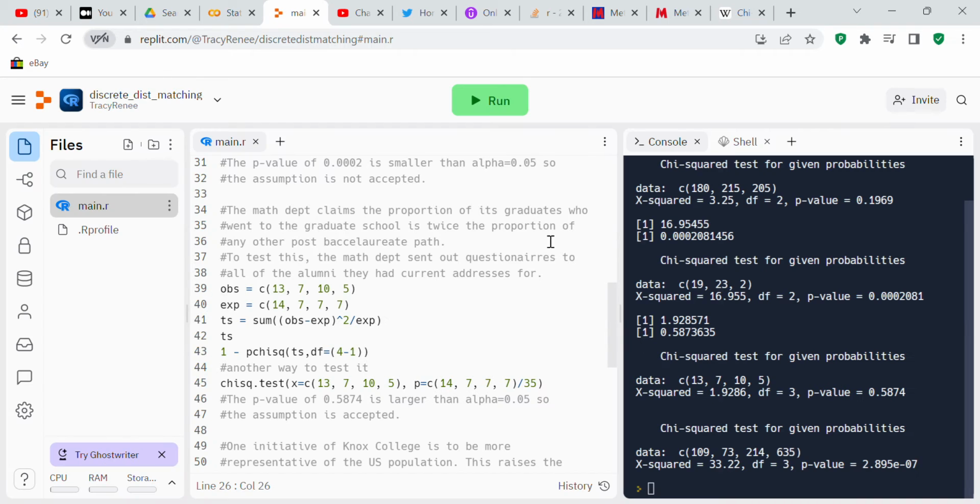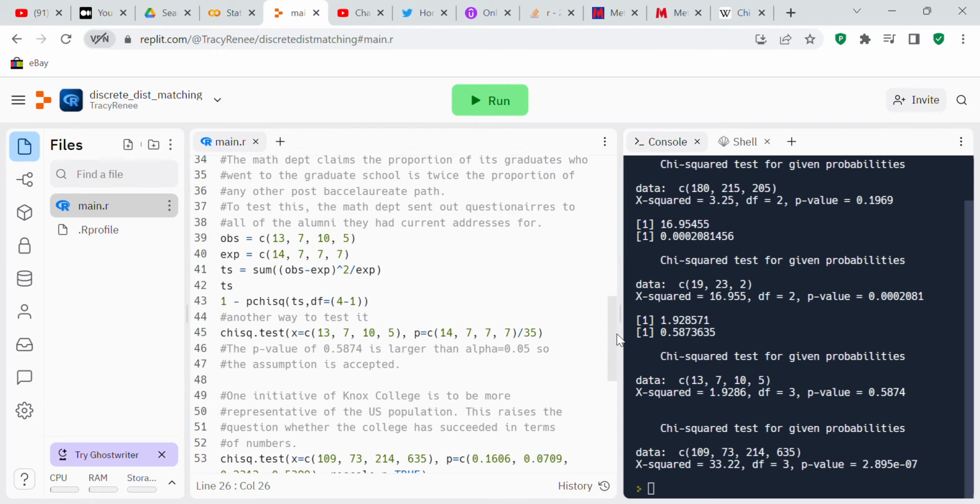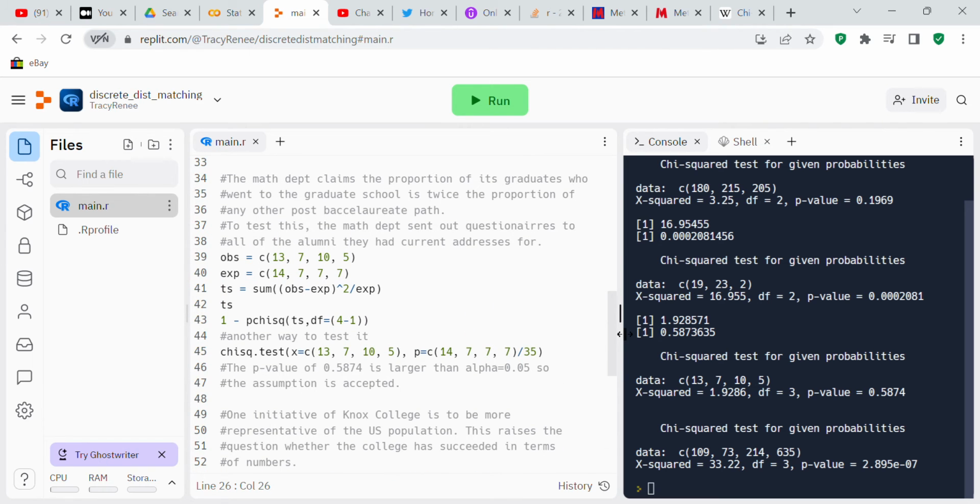So the next one we're going to do is: the math department claims the proportion of its graduates who went to graduate school is twice the proportion of any other post-baccalaureate path. To test this, the math department sent out questionnaires to all of the alumni they had current addresses for. So your observations were 13, 7, 10, 5. The expectations were 14, 7, 7, 7.